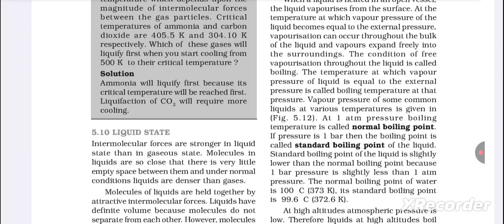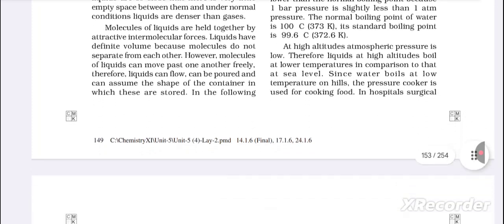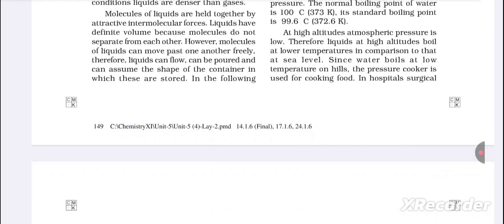At that pressure, vapor pressure of some common liquids at various temperatures is given. At 1 atm pressure, boiling temperature is called normal boiling point. If pressure is 1 bar, then the boiling point is called standard boiling point of the liquid. Standard boiling point of the liquid is slightly lower than the normal boiling point because 1 bar pressure is slightly less than 1 atm pressure. At high altitude, atmospheric pressure is low. Therefore, liquids at high altitude boil at low temperature in comparison to that at sea level.